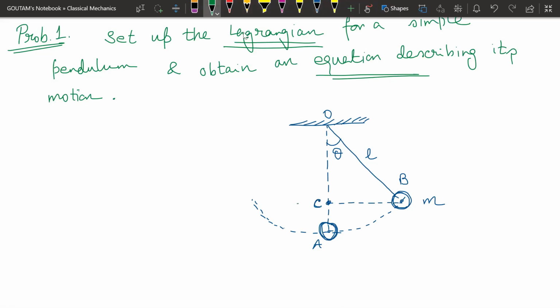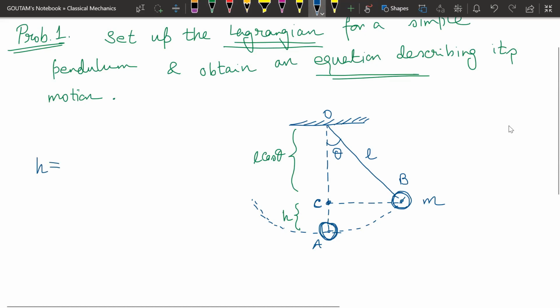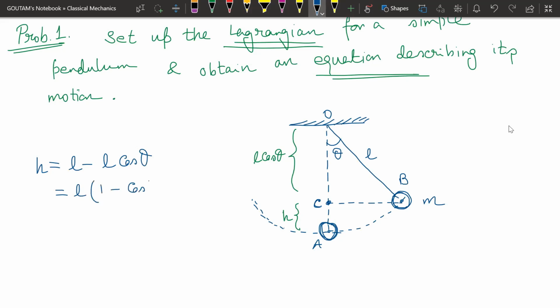Then this length we will define as h. This line is L and this angle is theta. So this length OC is basically the projection of L. In that case OC will be L cos theta, right? It's the base, so it will be L cos theta, and the total length is the length of this wire, that is L. So h equals L minus L cos theta, or if you take L common, it will be L times 1 minus cos theta.